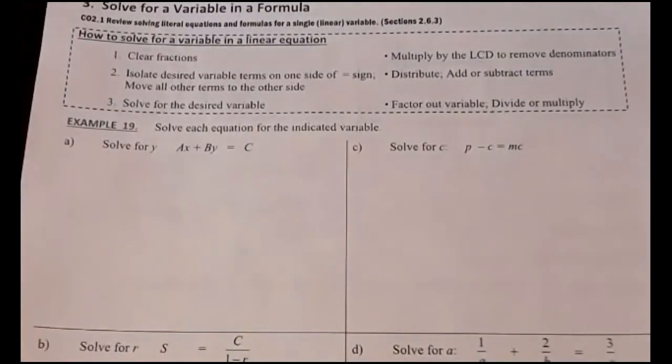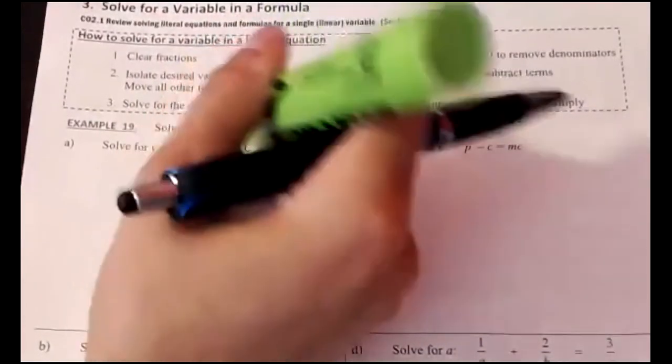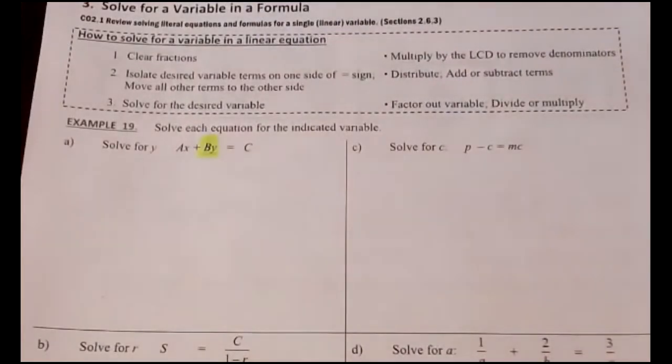Not a big deal. We need to solve for y. I want you to consider that y is in this term and this term alone. It doesn't exist anywhere else except for that term. So the term that I highlighted has to be alone, which means ax has got to go.